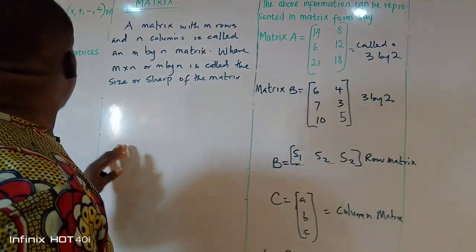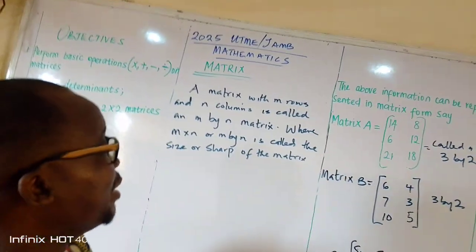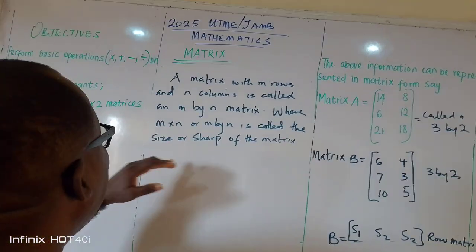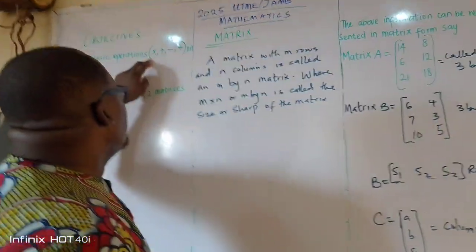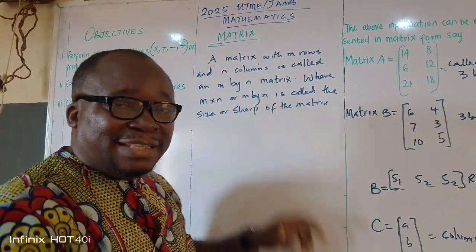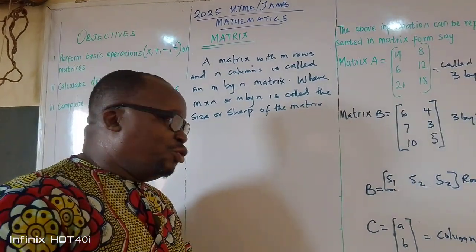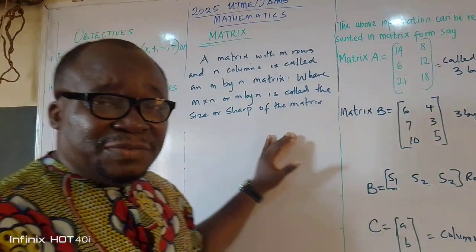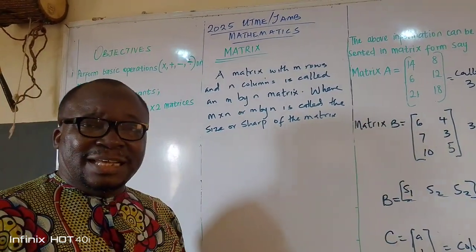Now, in the next part, I will want you to follow me when I start explaining the various types of matrix. Then we now go into solving basic expressions in matrix: addition, subtraction, multiplication, and division. Before then we'll know that we have covered about 50% of the topic. Okay, see you in the next slide.